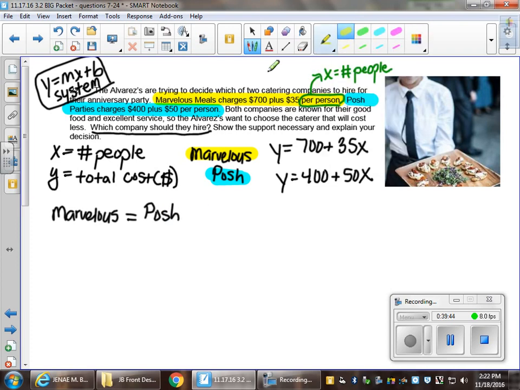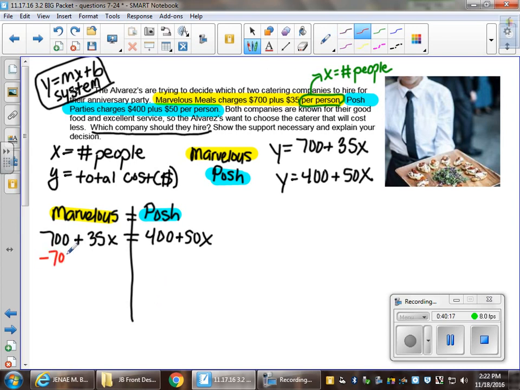Just helping out with a visual. Marvelous equal to Posh will look like, well, 700 plus 35x equal to 400 plus 50x. We're now ready to solve for x. To do that, we will gather x terms to the left, numbers to the right. If you haven't solved this one yet, please hit pause and go ahead and solve for x.